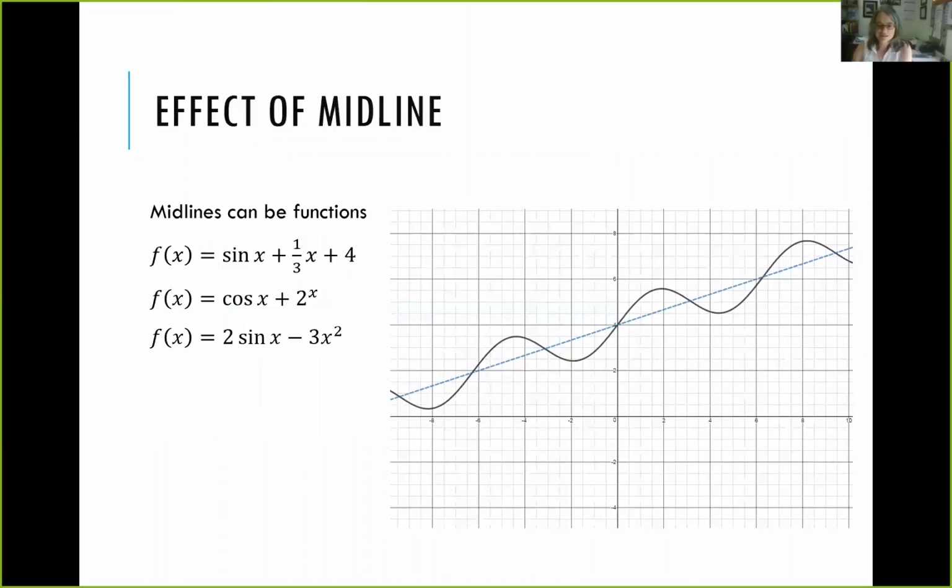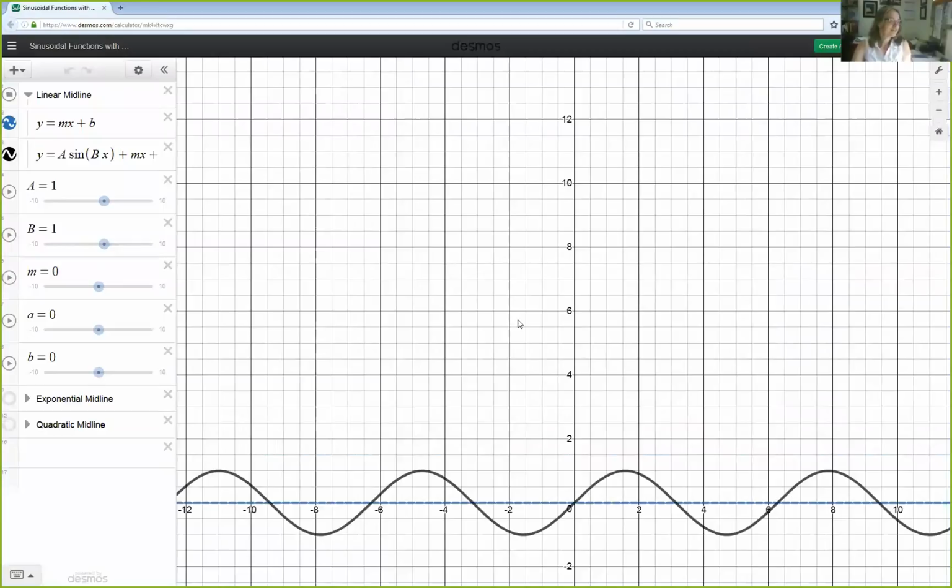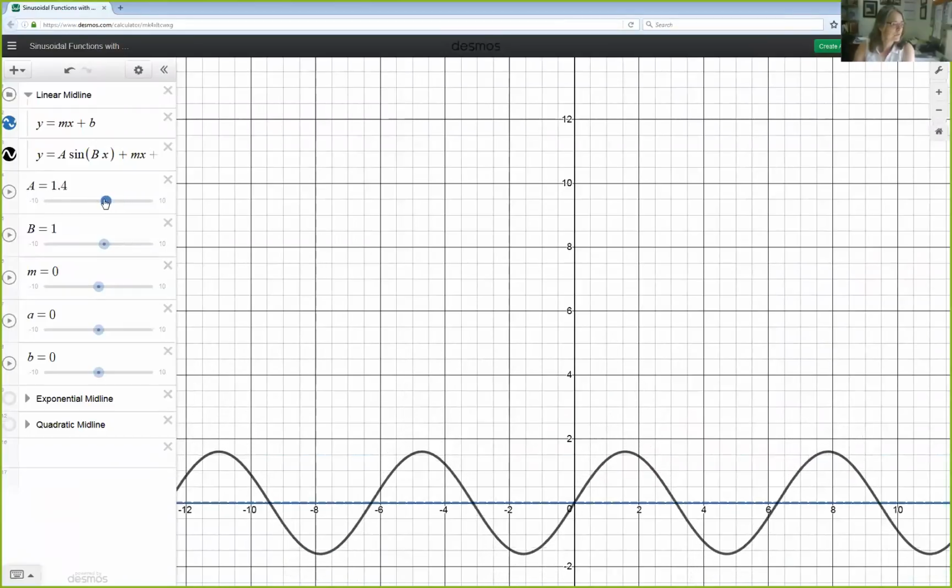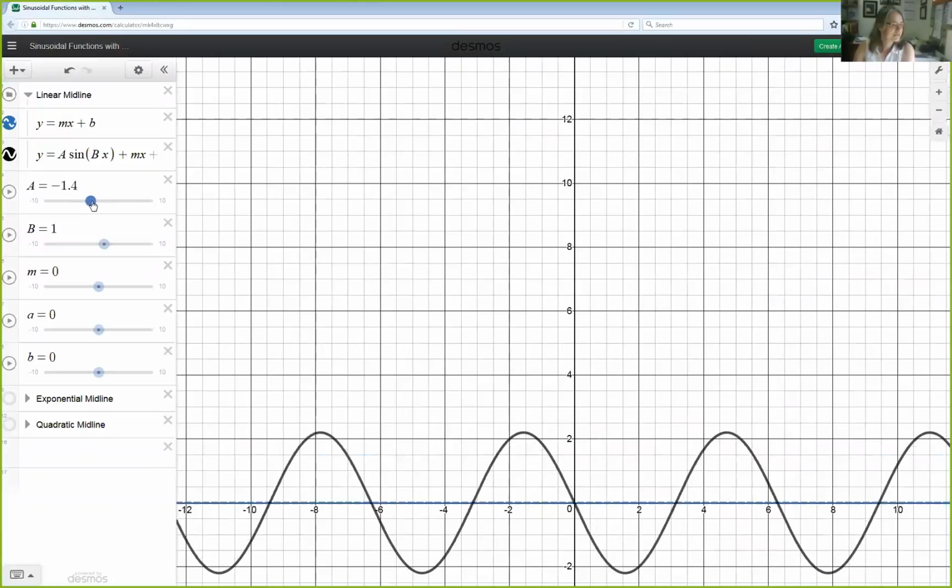So I'm actually going to open up Desmos here because I want us to take a look at what happens when we try to change our midline. What I have graphed here is a standard sine function. And we know what happens when we change our external multiplier. That makes our amplitude bigger, right? Or smaller, or we can turn the thing upside down.